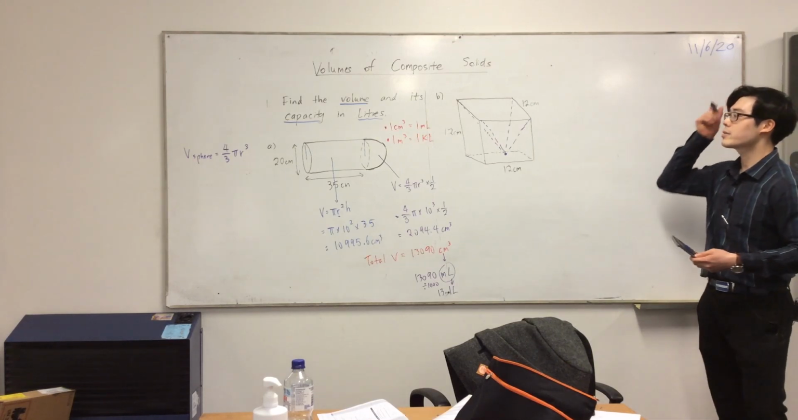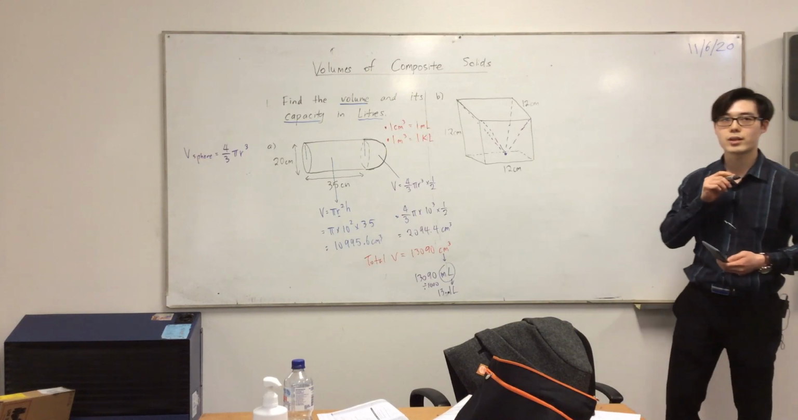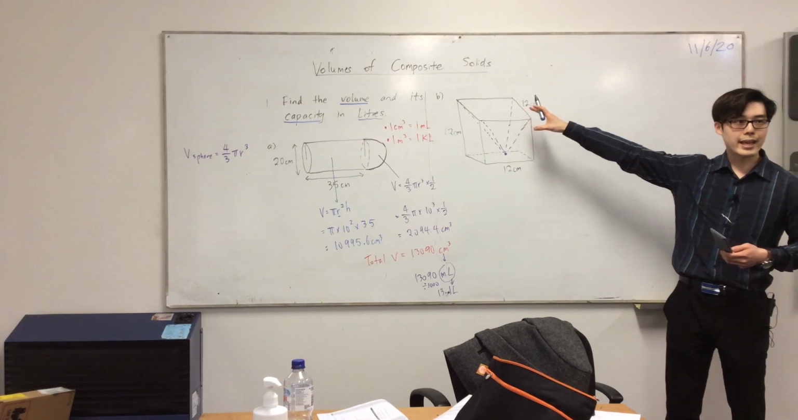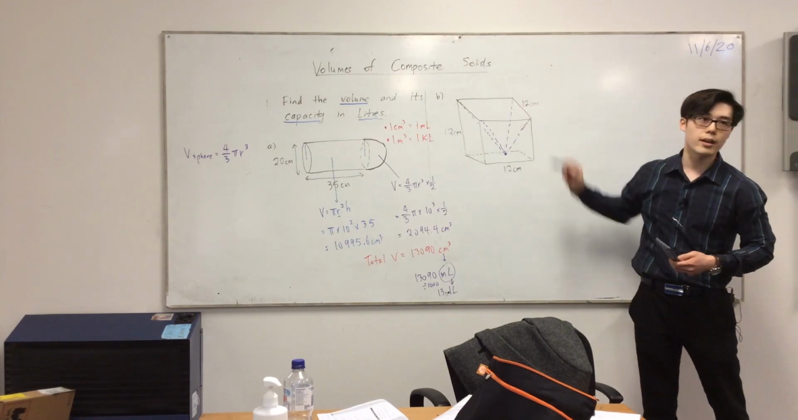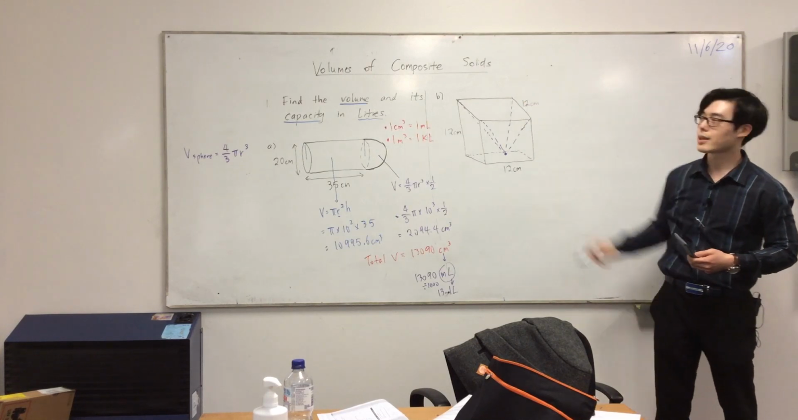Now, next question. We're not adding two volumes. This time we are subtracting two volumes. What are the two volumes we're subtracting? You've got the cube, take away the pyramid inside the cube. Can you see that? Because it's got a hollow top.